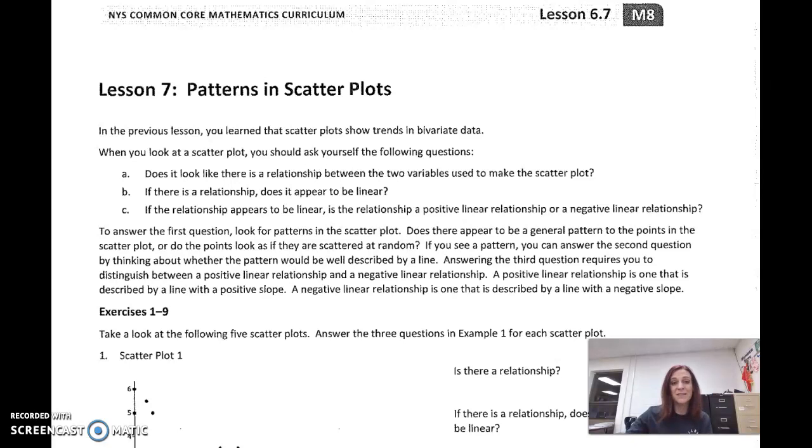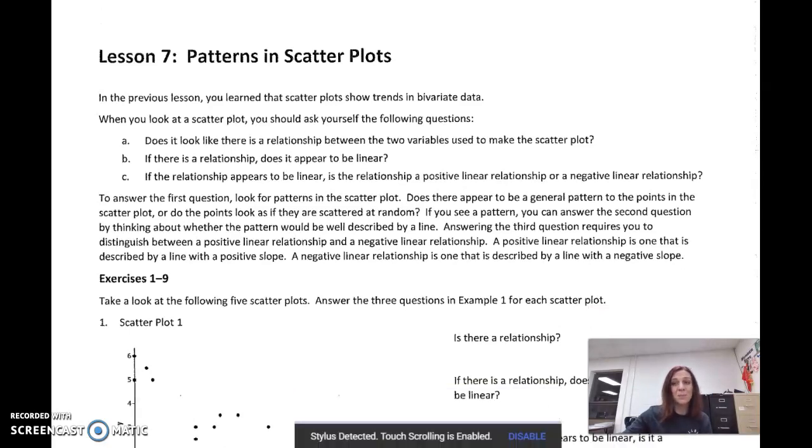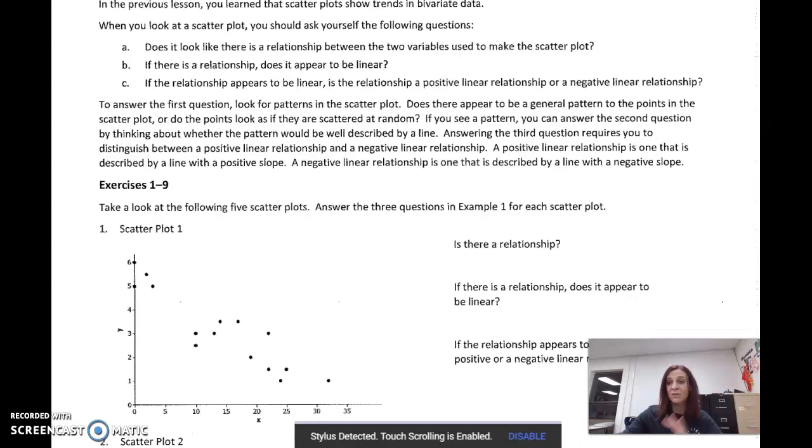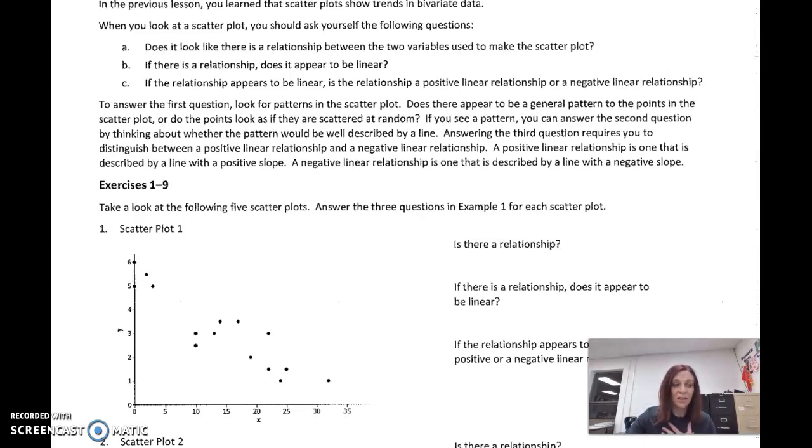So, it says in a previous lesson, you learned that scatter plots show trends in bivariate data. Okay, bivariate, two different pieces of data. So when you look at a scatter plot, you've got to ask yourself these following questions. Does it look like there's a relationship? If there's a relationship, does it appear to be linear? Remember, a straight line. And if it's linear, is the relationship positive linear or negative linear?